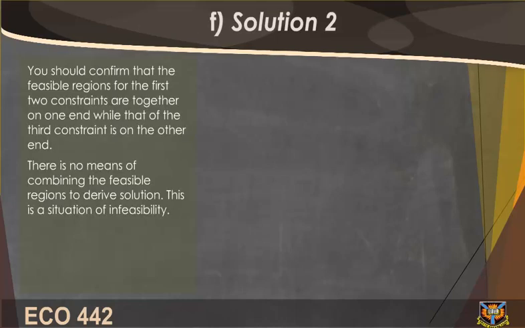F. Solution 2. You should confirm that the feasible regions for the first two constraints are together on one hand, while that of the third constraint is on the other hand. There is no means of combining the feasible regions to derive a solution. This is a situation of infeasibility.